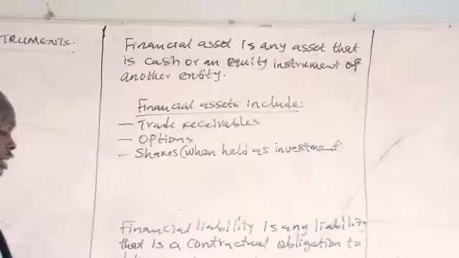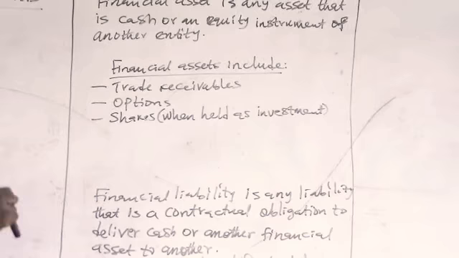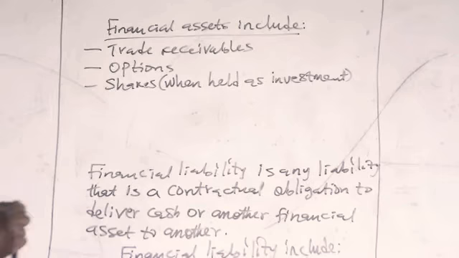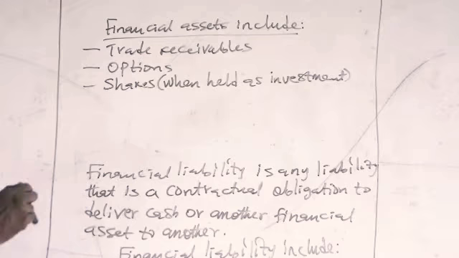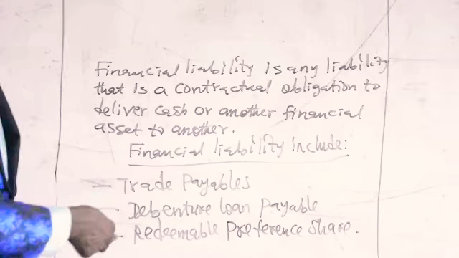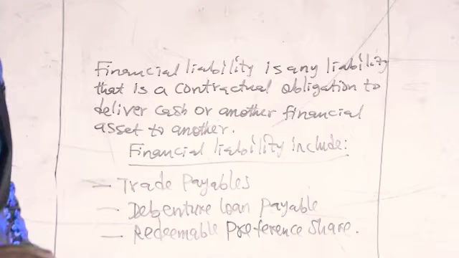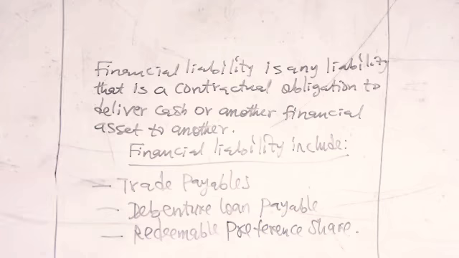Then financial liability. A financial liability is any liability that is a contractual obligation to deliver cash or another financial asset to another. Financial liability includes trade payables, debenture loans payable, and redeemable preferences. Irredeemable preferences is an equity instrument. So that is financial liability.